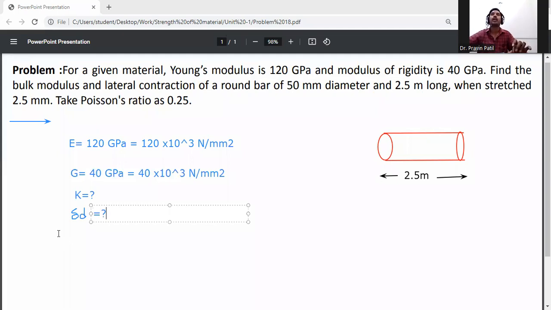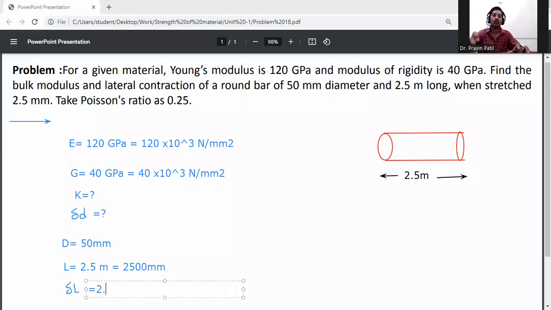Then next, the diameter of the bar is given: capital D is equal to 50 mm. Then length is given: L is equal to 2.5 meter. It will be converted to mm: 2.5 into 10 raised to the power 3, that is 2500 mm. Then the next data given is the stretch, that is delta L. When you apply force on that rod, there will be a change in length, which is 2.5 mm.